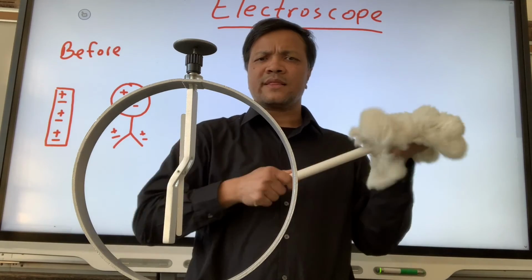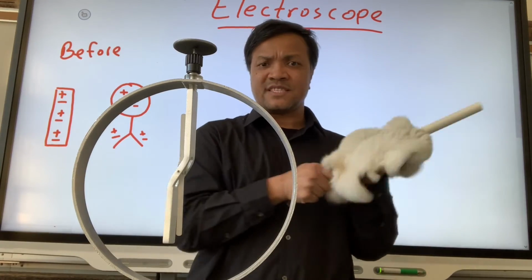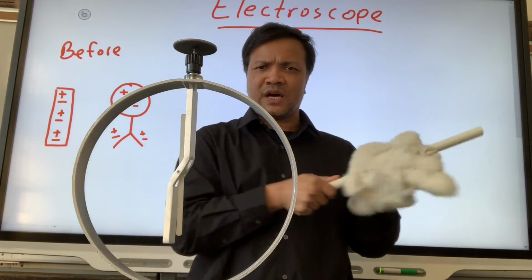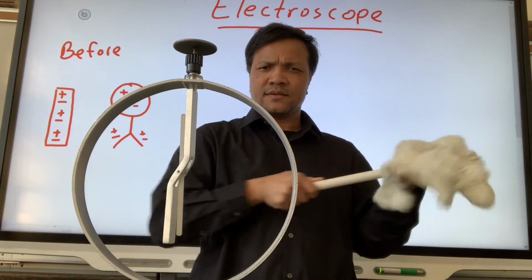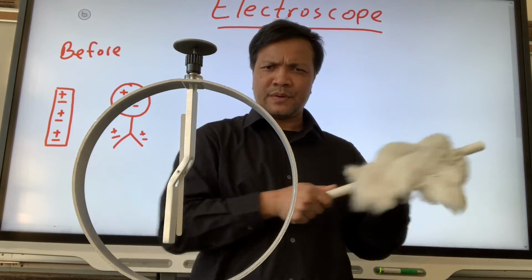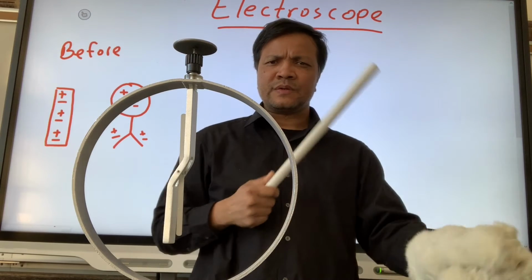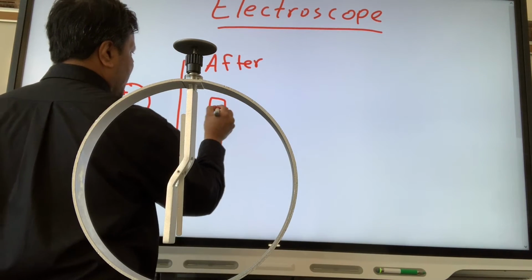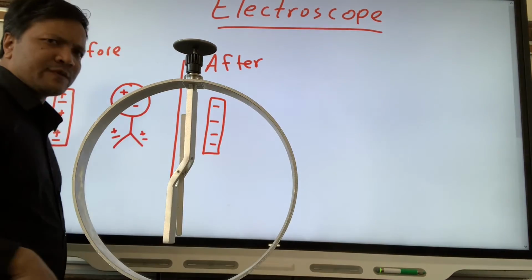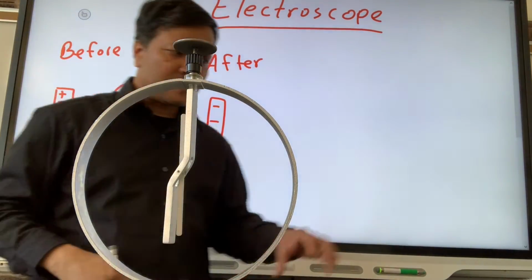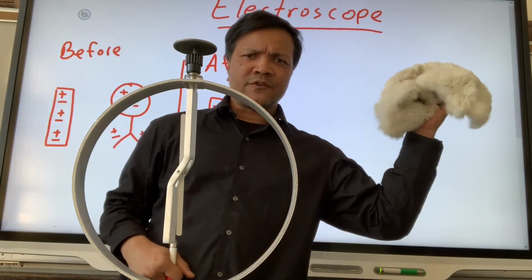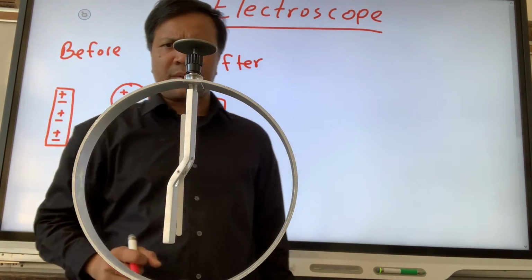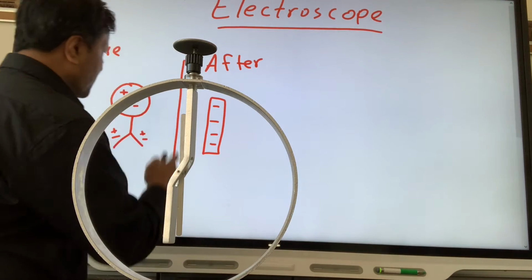I'm going to allow as many electrons as possible to transfer to the PVC pipe, the insulator. Now I'm going to draw this. The PVC pipe becomes negatively charged because so many electrons move from the animal fur to the PVC pipe. Now I'm going to bring it.